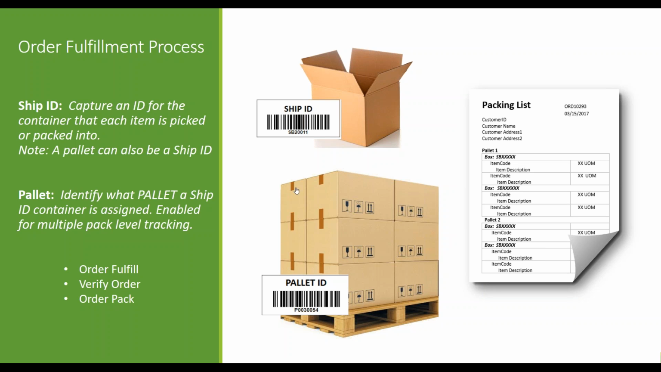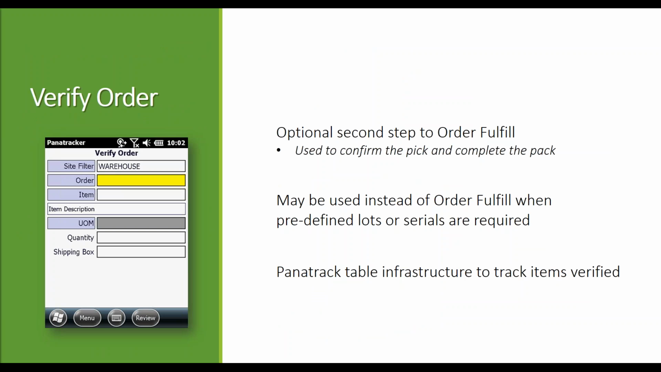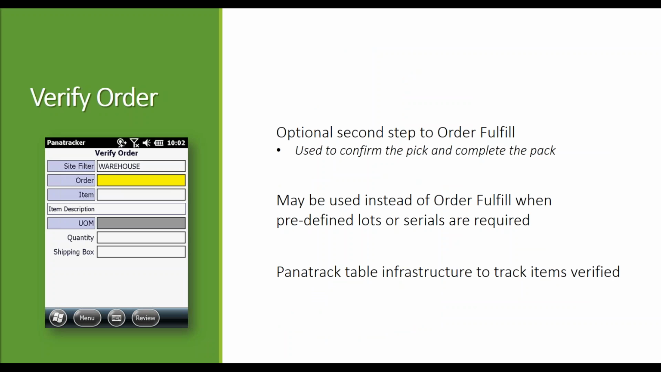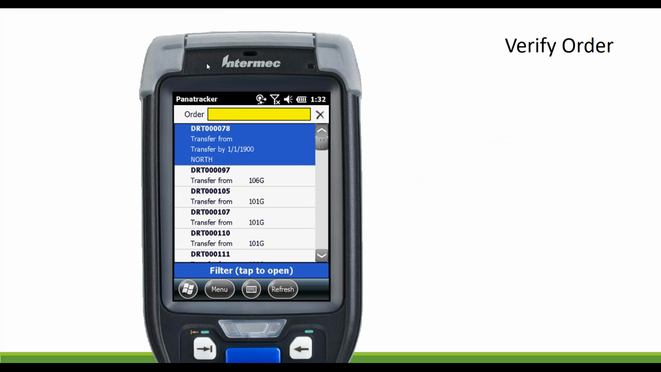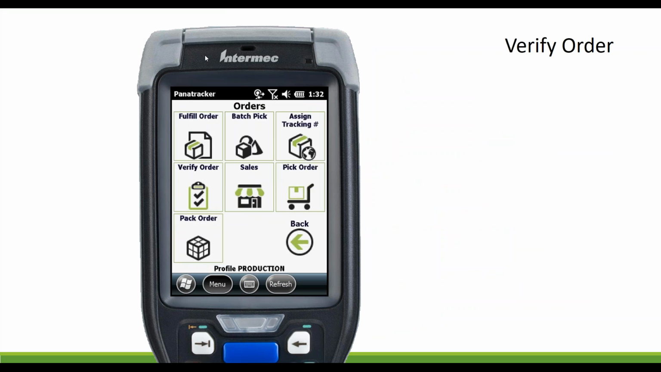I didn't have that set up on that specific transaction for order picking, because I'm going to do a second transaction, where I take that same order and verify it. The verification is an optional second step. You can also enable some of the features on the fulfill, so if you want to do a single step process, you can.